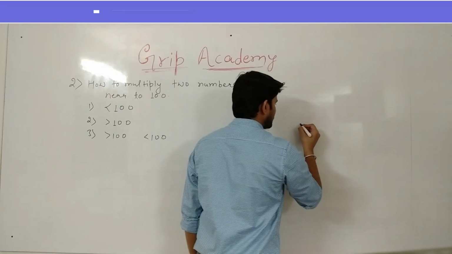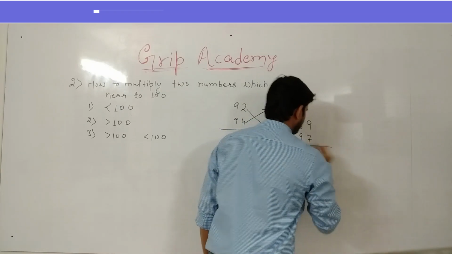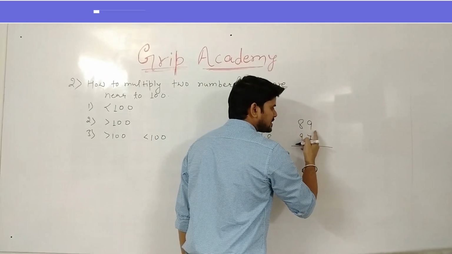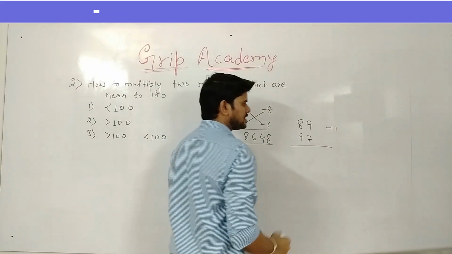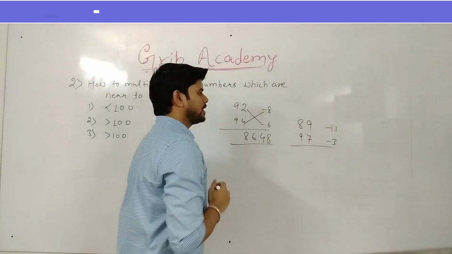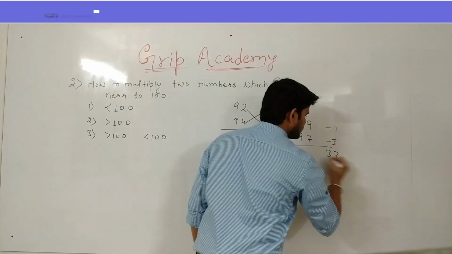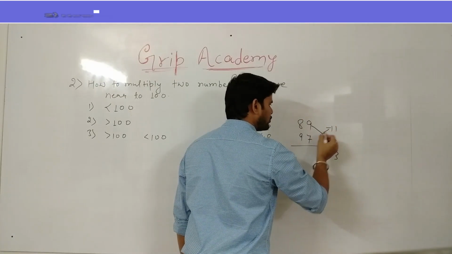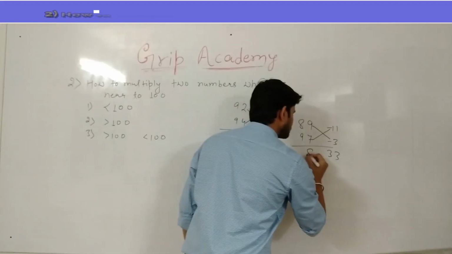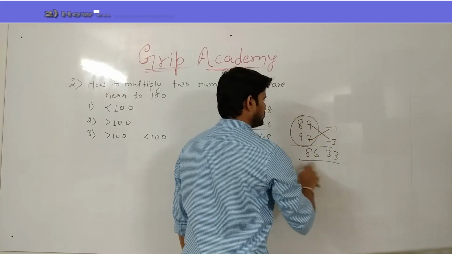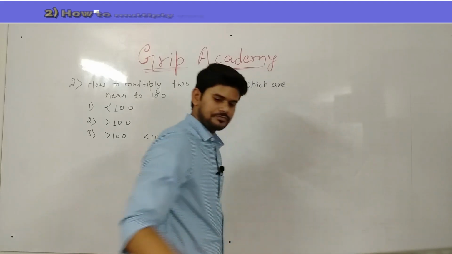Okay, let's take some other example. Consider we have to multiply 89 and 97. How much is 89 lesser than 100? 11, so we write it as minus 11. How much is 97 lesser than 100? 3, so we write it as minus 3. Now minus 11 into minus 3 is 33, so we write it here. Now either you add these two or you add these two. 89 minus 3 is 86. So 89 into 97 is 8633.